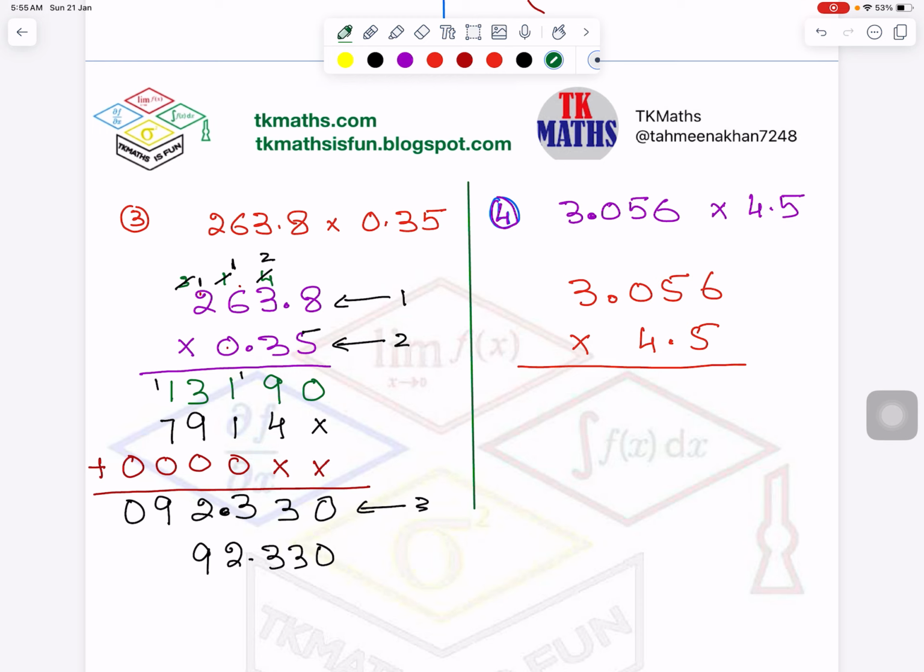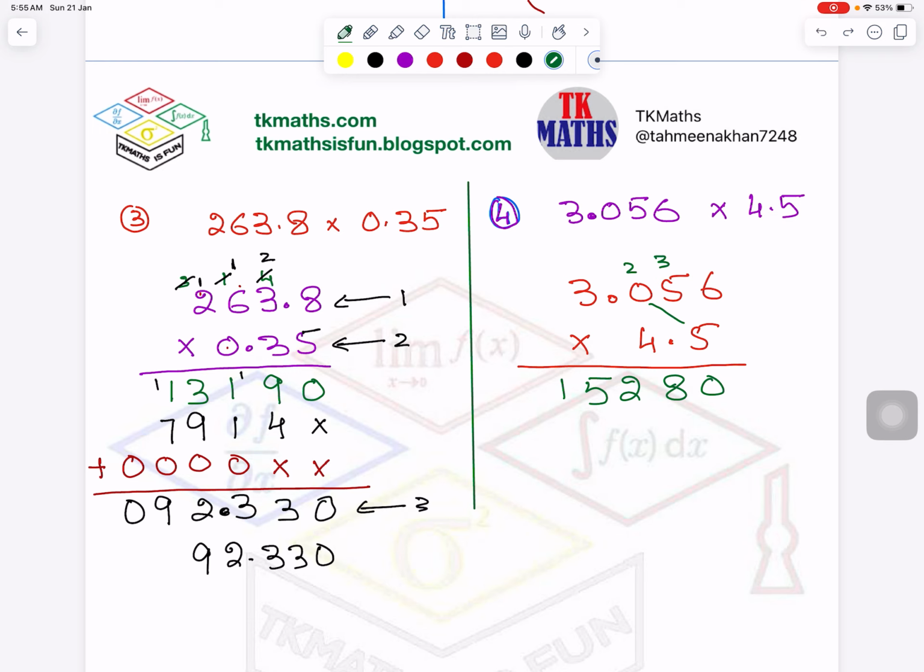5 multiplied by 6 is 30. 5 5s are 25 plus 3, 28. 5 zeros are 0. 0 plus 2 is 2. 5 3s are 15. Forget decimal. Consider if it is not there at all. You see how I'm writing neatly all these digits? You should also write neatly so that you can place them correctly later on.